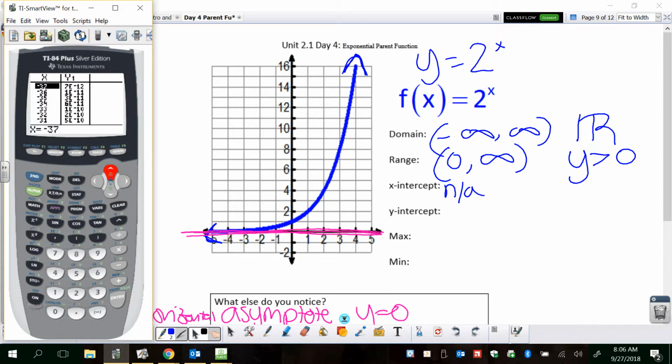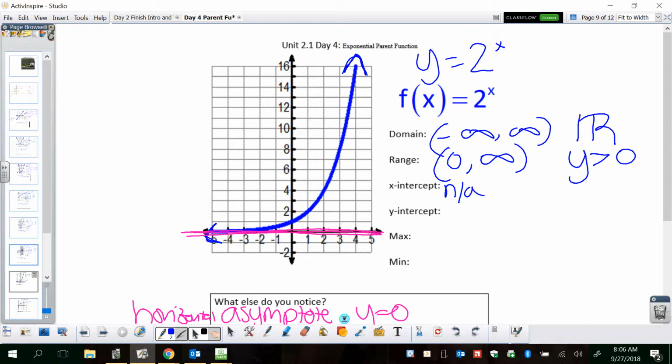Okay? So, our y-intercept is what? 0, 1. Be careful, because remember your y-intercept is where x equals 0. Does it have a maximum? Does it have a minimum? So it doesn't have an actual minimum point, but does it ever reach 0? No. So it doesn't have an actual point, so we're going to put an A. But it'll never go below 0. So that's just kind of where the asymptote comes into play. Okay?